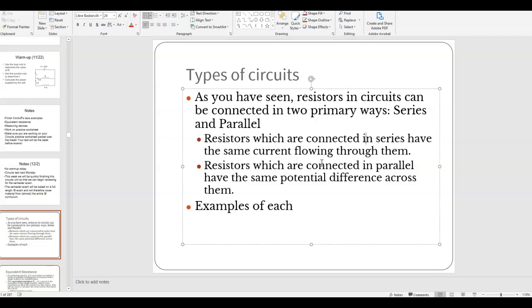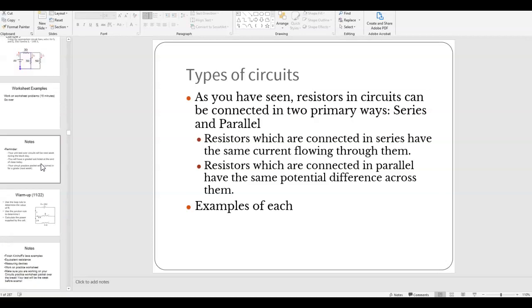Components in parallel, and I say components rather than resistors because they don't have to be resistors. There are lots of different circuit components that we're not going to talk about, so I just say components to be more general. But components connected in parallel have the same voltage across them. Okay, they have the same potential difference across them. And we've seen some basic examples of each of those before in the last video.